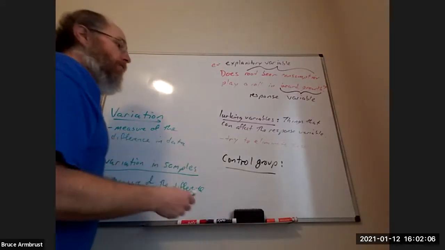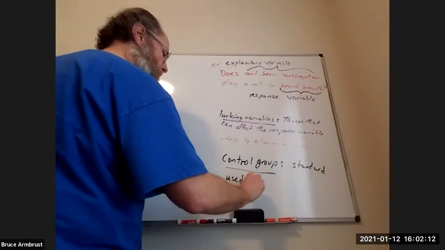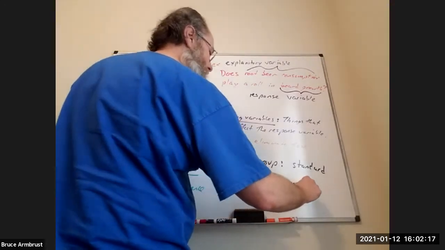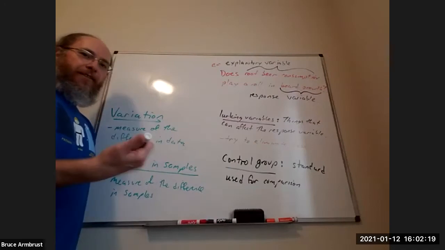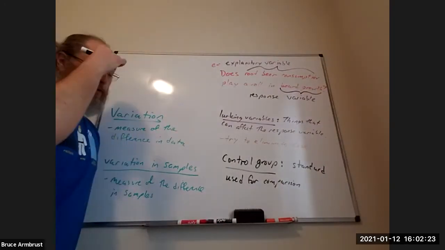All right, so control group, this is just a standard that's used for comparison. So they're kind of the measuring stick, right? They're the metric. That's what we use to compare.